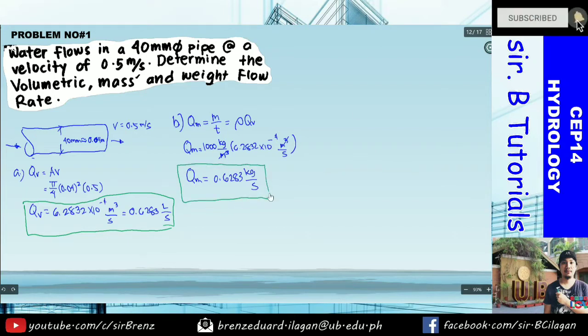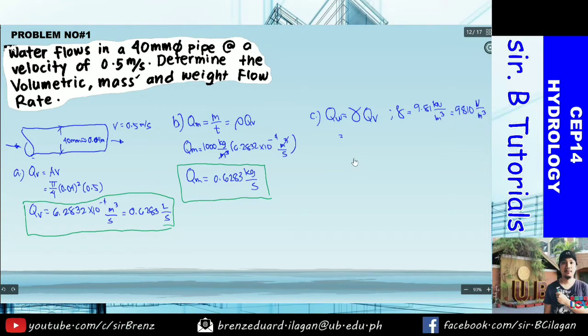And last will be for the weight flow rate. So for the weight flow rate, na-discuss naman natin yan. So ang equation niya is Q sub W, to denote the weight flow rate, is equals to the gamma of the water multiplied by the volumetric flow rate. So again, ang ating gamma is equals lang saan? Diba ang gamma is equals to 9.81 kilonewton per cubic meter. So equals lang din siya para masatisfy natin yung units niya in terms of Newton. So equals lang din siya sa 9810 Newton per cubic meter.